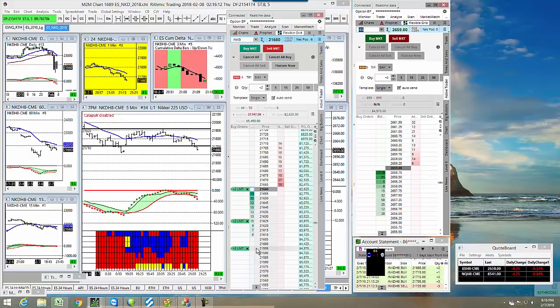A bit of a pause here will provide a little bit of liquidity. If people want to sell me at 660, I'll take that. I'll still put my other buy orders down below.